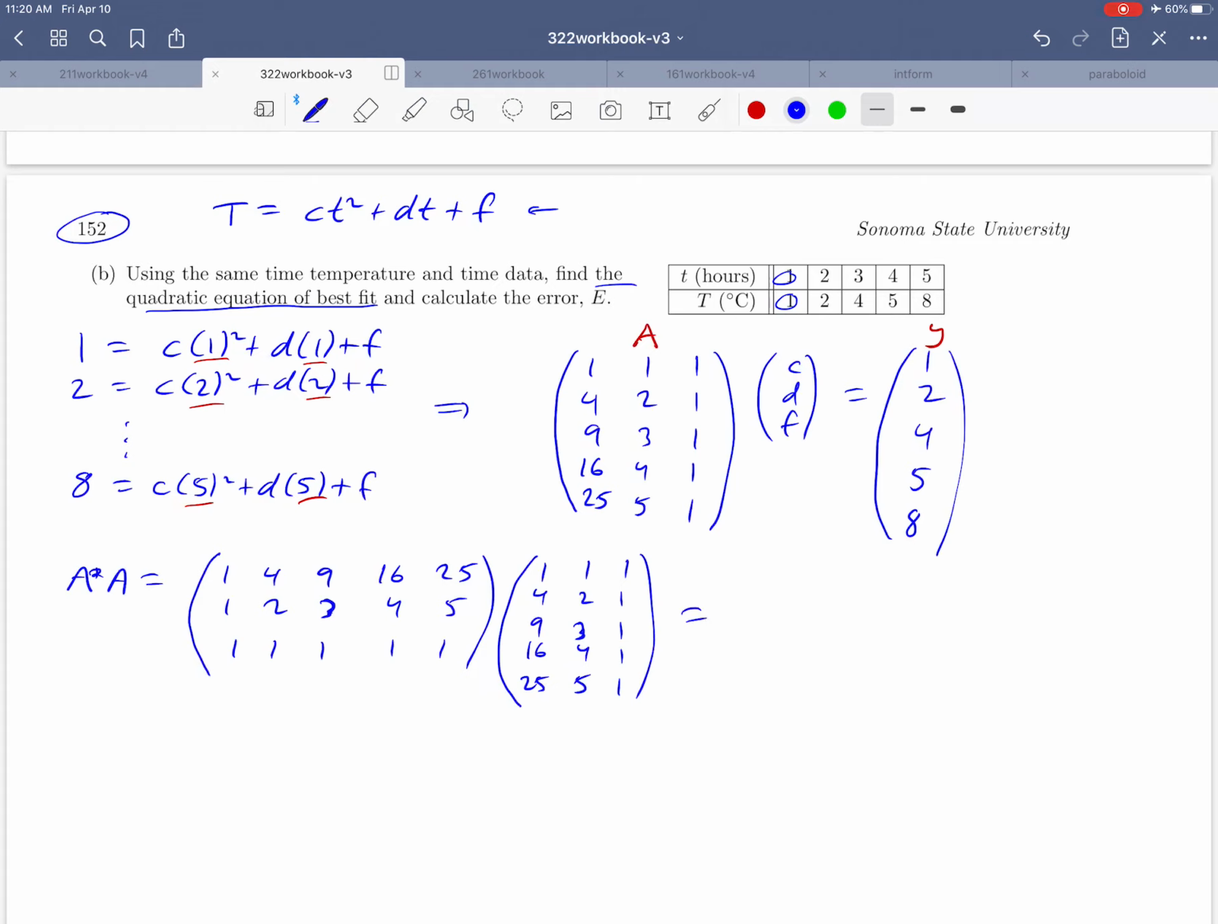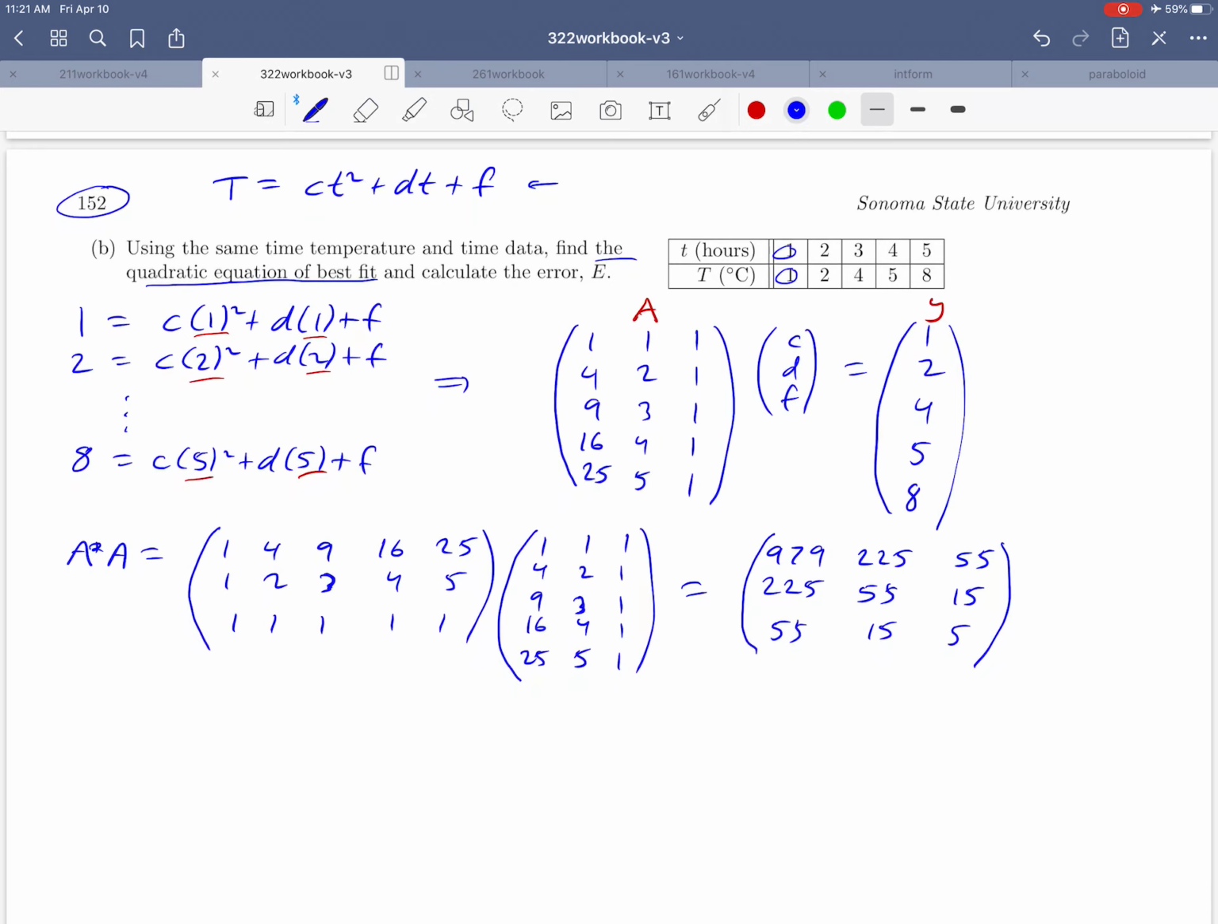If you do the multiplication there, you're going to get a 3 by 3 matrix that looks like this. I'll let you confirm these calculations, and you should feel free to use a calculator when you're doing this. If you've got a calculator that multiplies matrices, wonderful. Notice the difference from part A. We got a 2 by 2 matrix there, so finding a parabola of best fit just increased our matrix up to a 3 by 3.